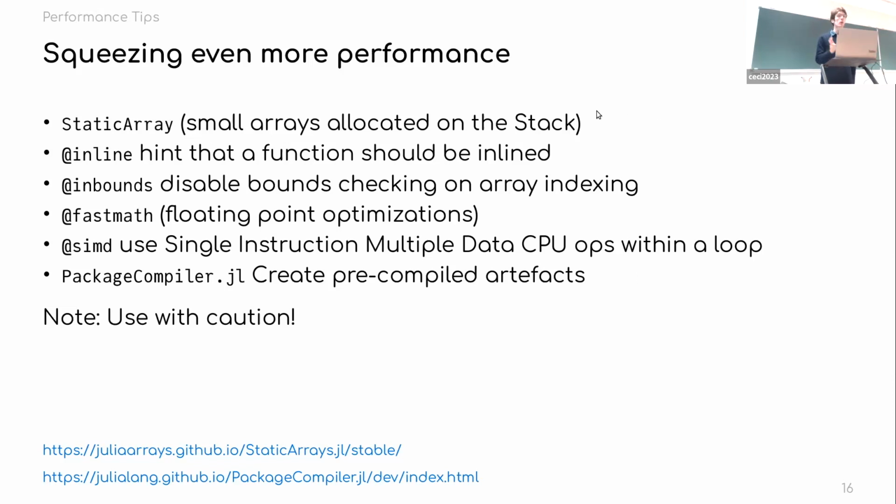The first one, if you have a program that operates on a small array, like maybe 100 elements maximum, and the size is not going to change, you can use what's called a static array. It's basically just an array that's allocated on the stack, so it's a bit faster in memory access. So that's one easy way to get a faster array, but it only works for very small arrays. Other things, like if you want to tell the Julia compiler to try to inline a function, you can use the inline hint, although a lot of the time the compiler is smart enough to do that on its own.